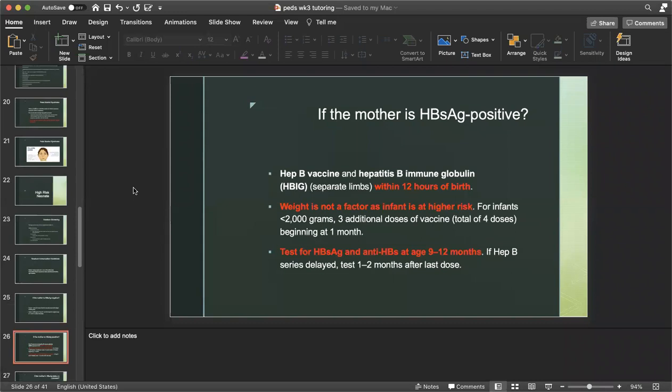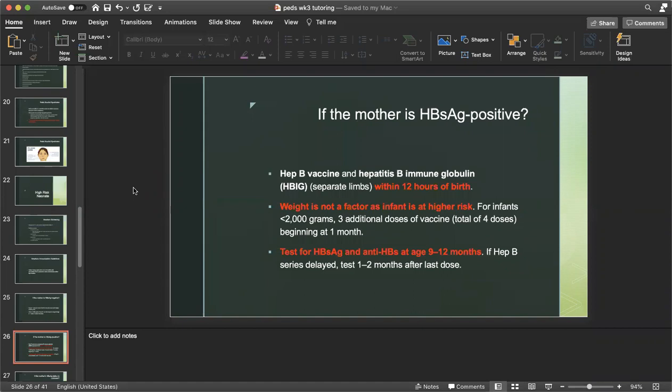If the mother is HBsAg positive, the Hep B vaccine and hepatitis B immune globulin will be administered within 12 hours of birth. So when they're HBsAg positive, weight's not a factor because the infant's at higher risk. For infants less than 2,000 grams, three additional doses of vaccine will be started at 1 month, and then they'll be tested for HBsAg and anti-HBs at 9 to 12 months. If the Hep B series is delayed, test 1 to 2 months after their last dose.